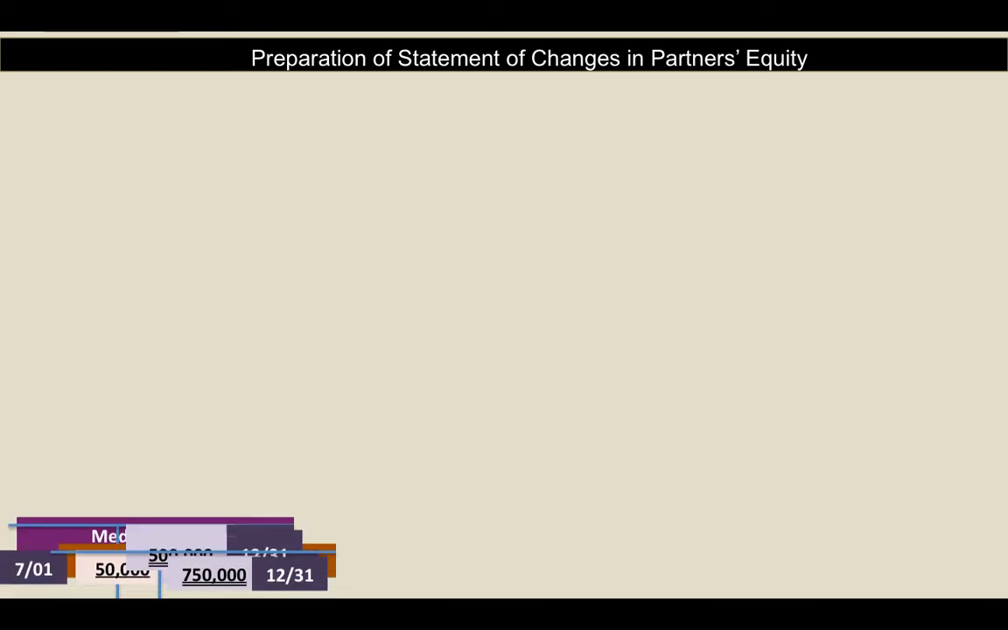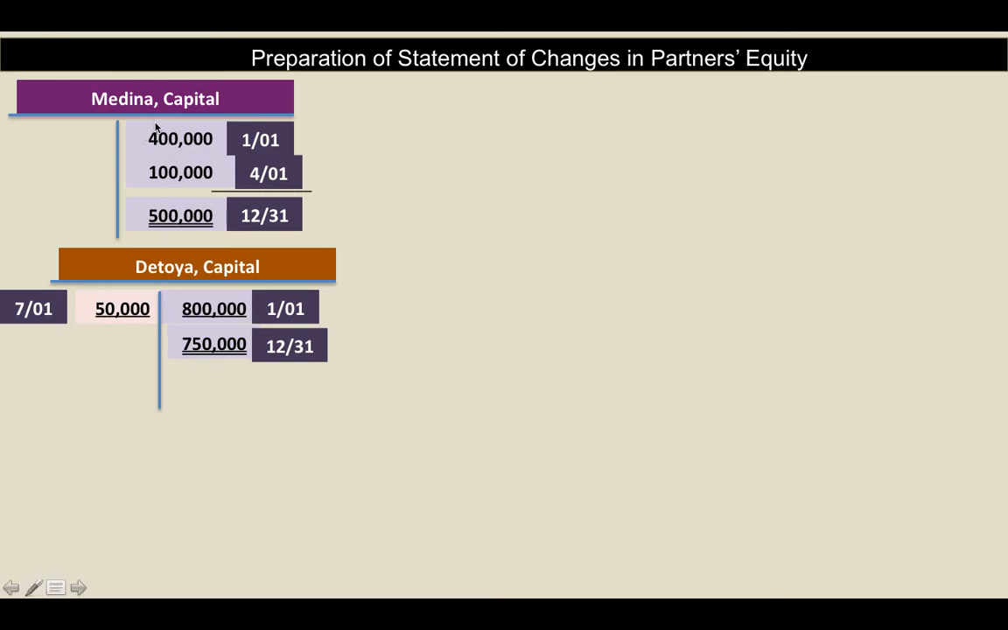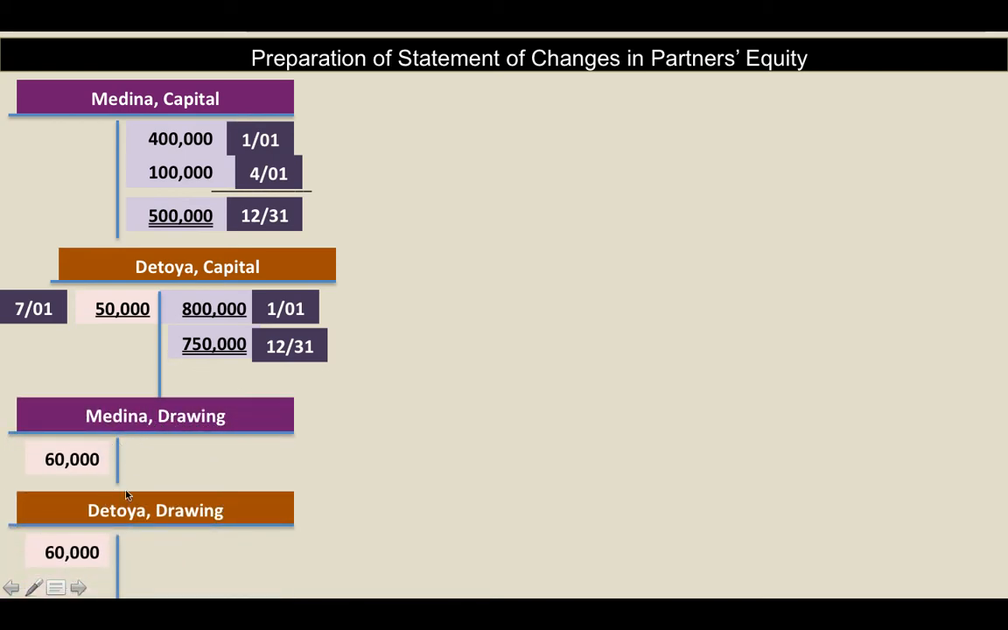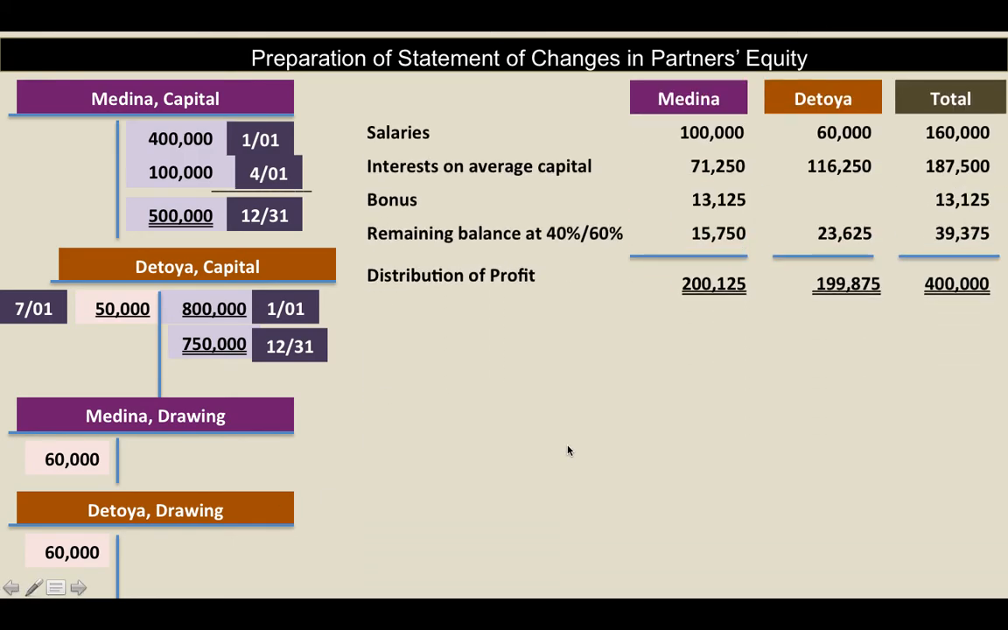So the information that we are going to use in the preparation of the statement of changes in partners' equity are the capital, Medina's capital, and Ditoya's capital for 2019. We have seen this in the previous slides. And we are going to use also the respective drawing, and we will also use the distribution in the previous slide for the 400,000 profit. Now let us prepare the statement of changes in partners' equity.